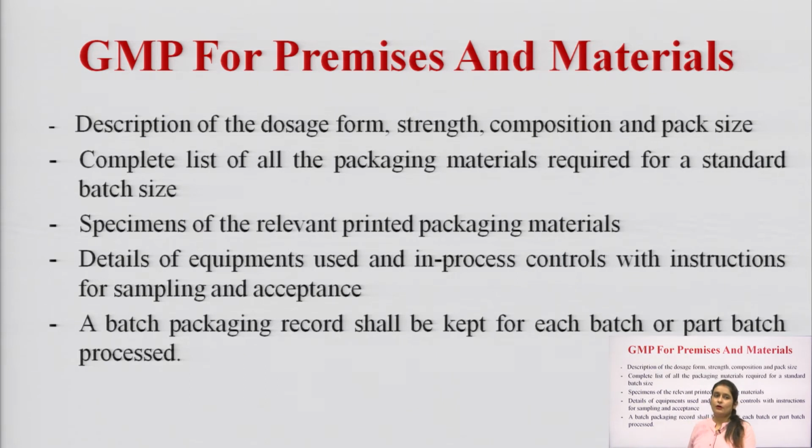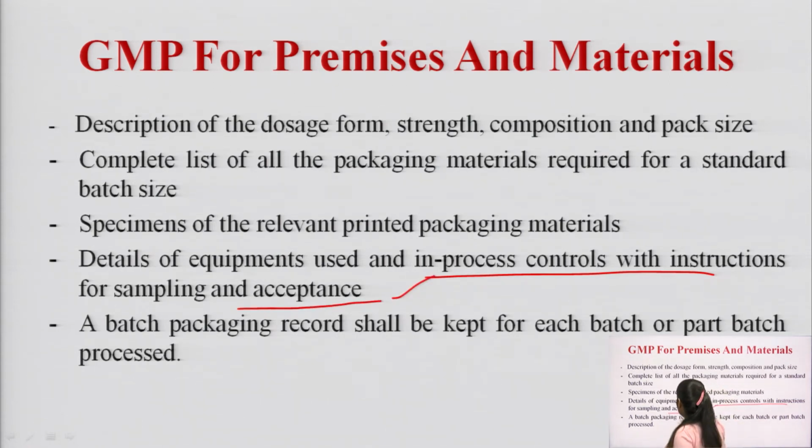Complete list of all packaging material required for standard batch size, a specimen of the relevant printed packaging materials, details of the equipment used and in-process control with the instructions for sampling and acceptance. These all things should be included in the packaging record. A batch packaging record shall be kept for each batch or part batch processed.